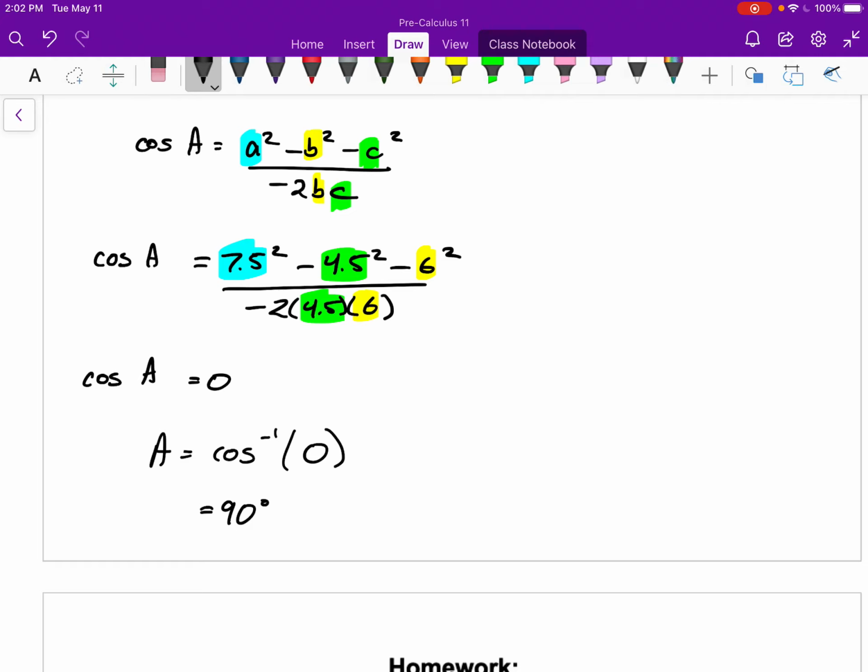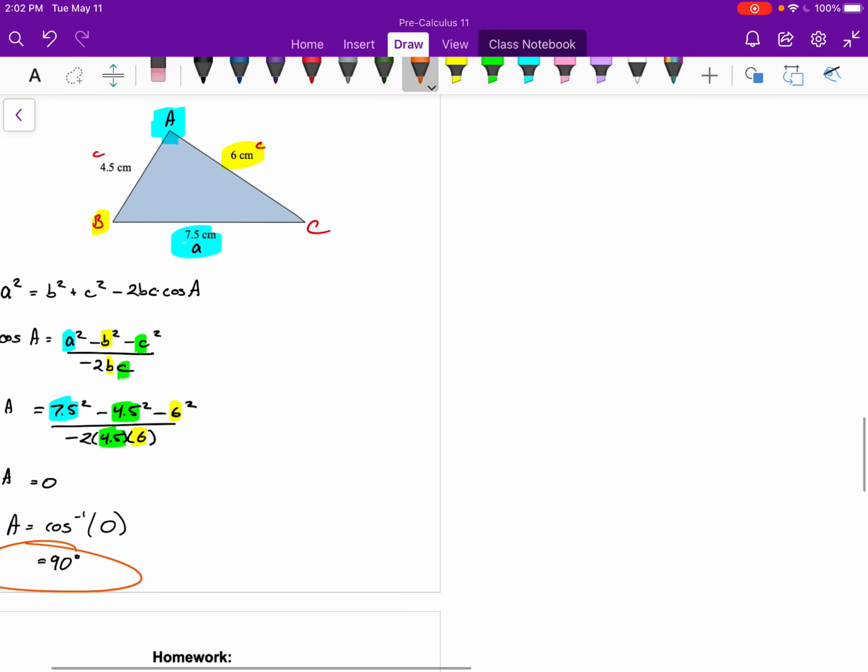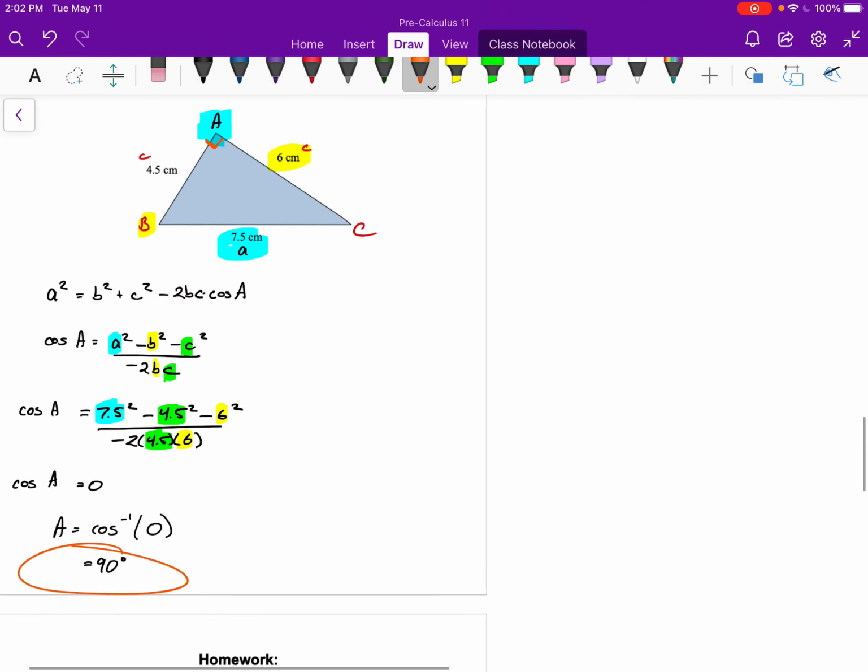In the next lessons we'll understand why, like what that means, the inverse cosine of 0 equals 90. It maybe sounds kind of strange, but that's what some of the next lessons are about. Either way, who cares? Done. 90 degrees. That is a 90-degree angle. I now know for sure this is a right triangle.